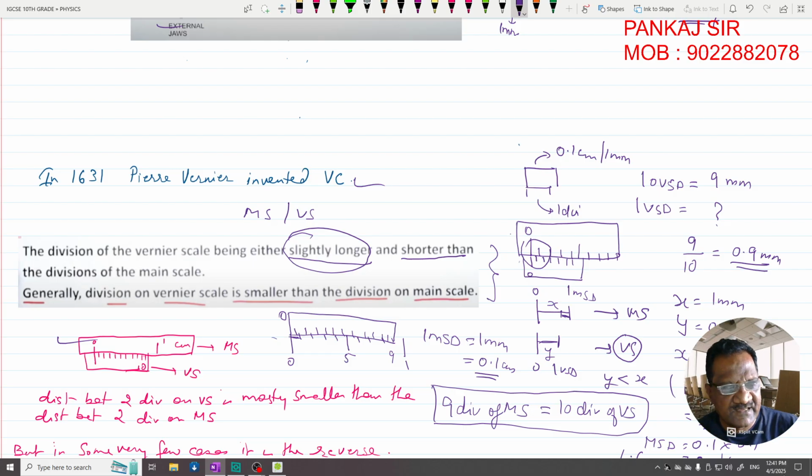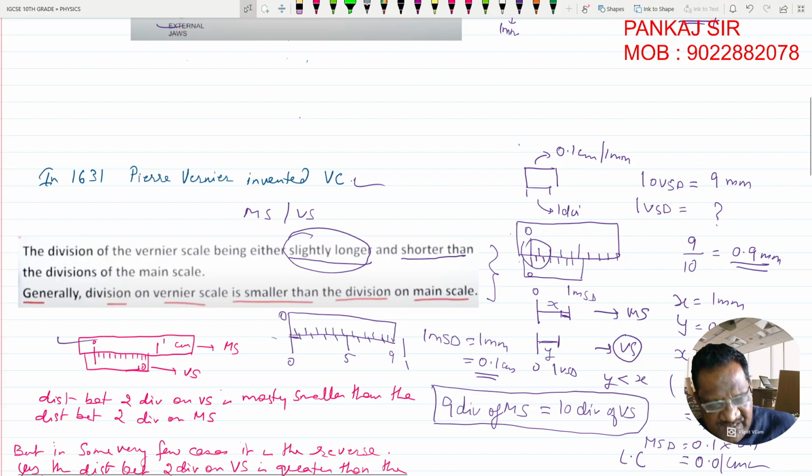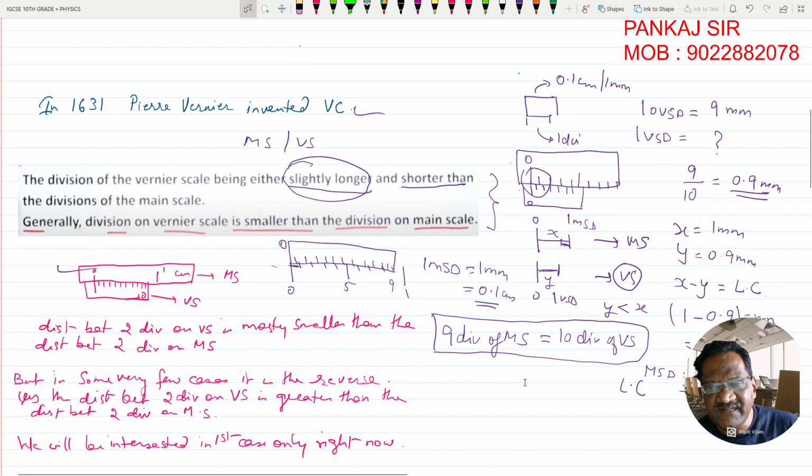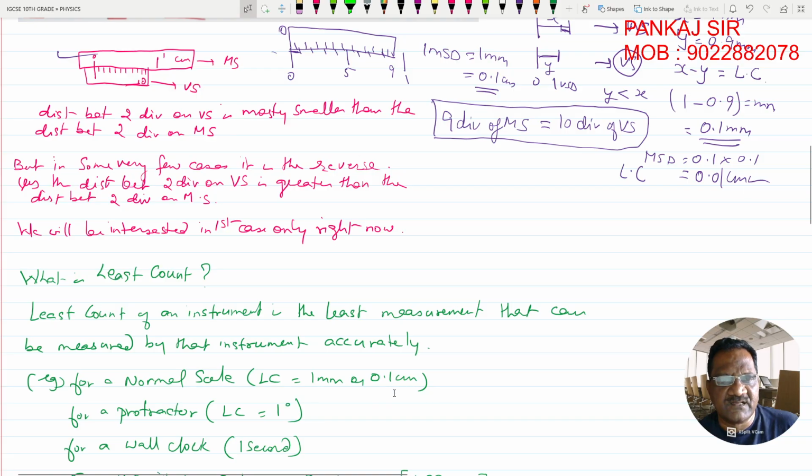Now I have tried to explain this to you not in a practical way, but in a logical way. So maybe you have not understood yet how the least count of a vernier caliper is 0.01 centimeter. But if you go still deeper into it, into the formula, you will get it. So now let us go deep into the formula to find out the least count. Let us try to understand this least count from the formula.